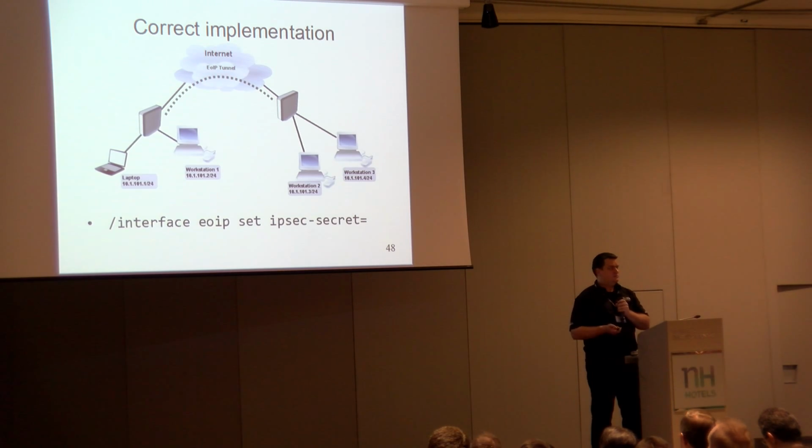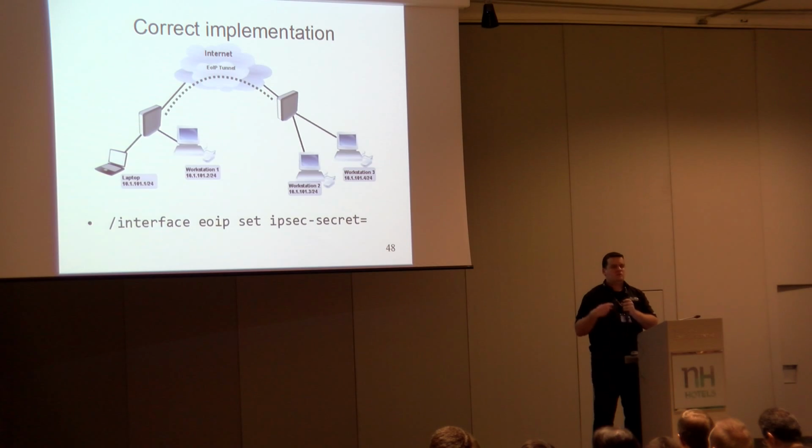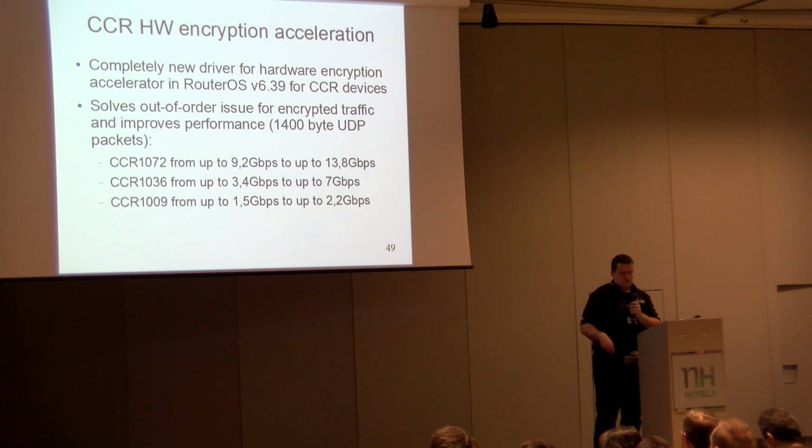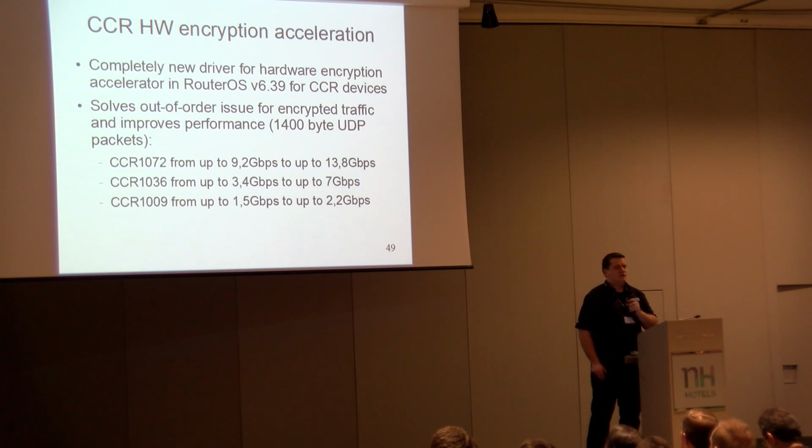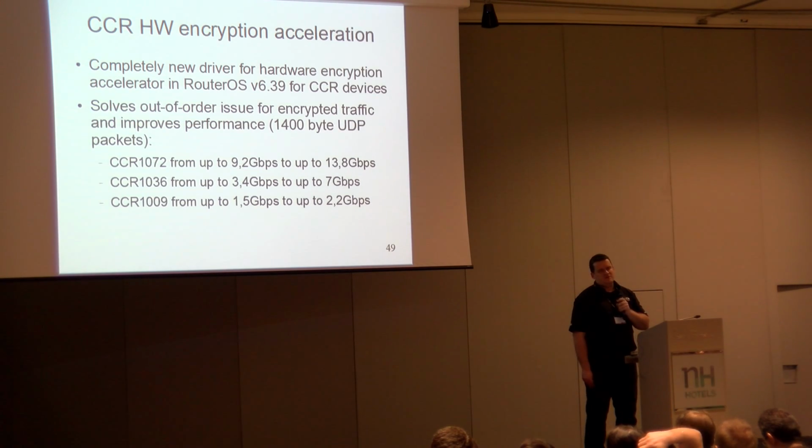And why I'm saying this, and why we added this to the specific tunnels: our equipment is starting to come out with CPUs that are equipped with hardware IPsec encryption acceleration. And just one of the latest news: we had some issues with our CCR hardware encryption accelerator. The problem was out-of-order packets. So the performance was not where it should be, so we took our time and completely rewrote the driver for our hardware accelerator. So now it's brand new, and we got a little bit of an increase in performance. Of course, we solved all the issues with out-of-order packets.